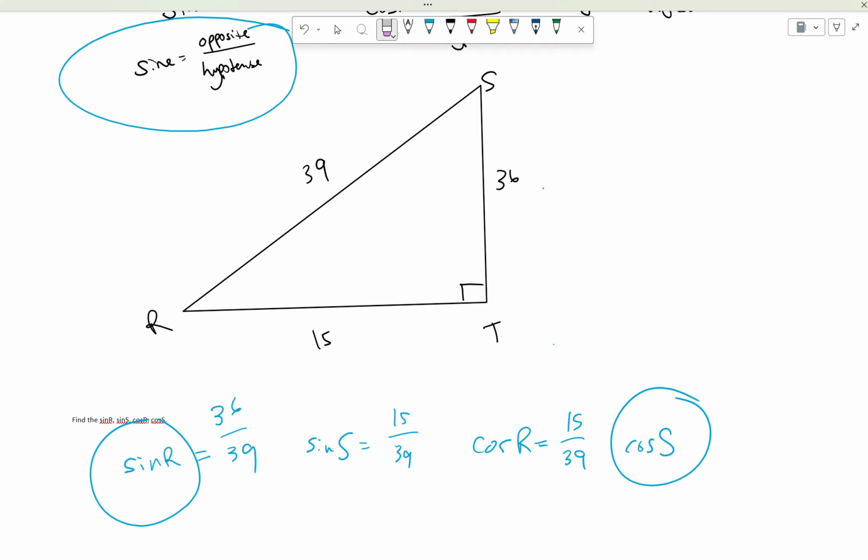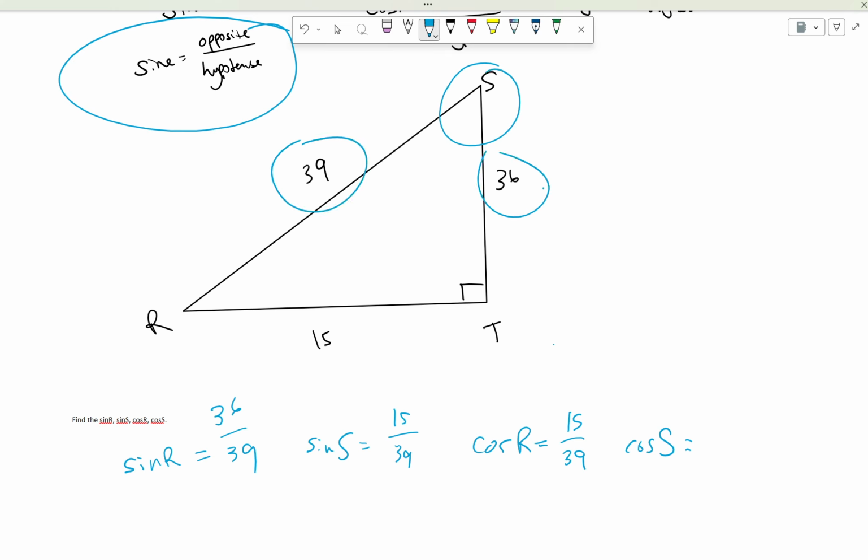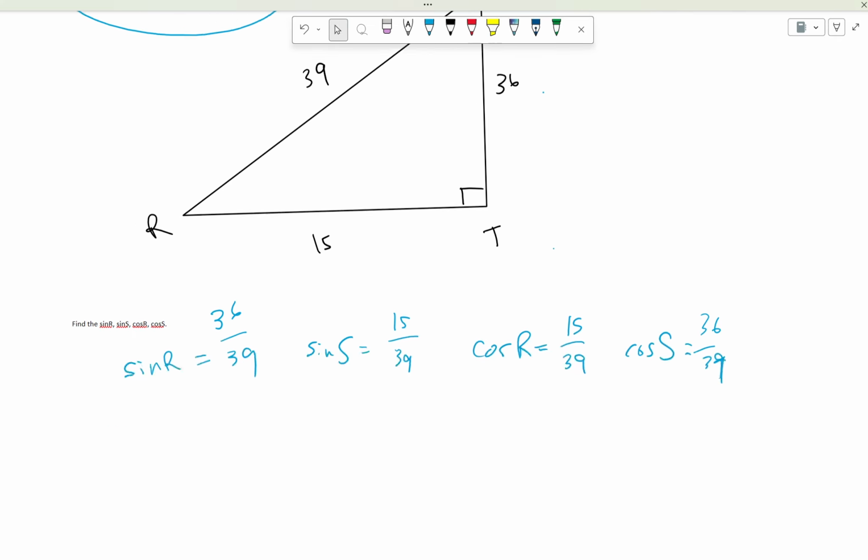And I think you're going to have a surprise. It's not an unpleasant surprise, but maybe not even a surprise at all. They are, right? Cosine of s, from the angle, is the adjacent over the hypotenuse, which is going to be 36 over 39. Which is what we discovered: that the sine of one angle is the cosine of the other.